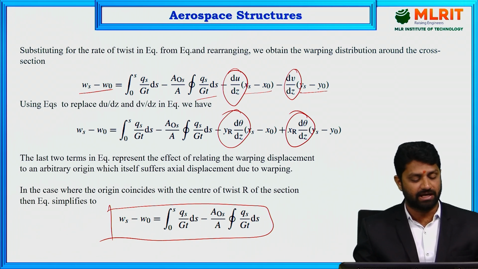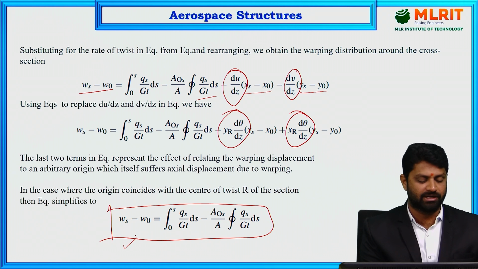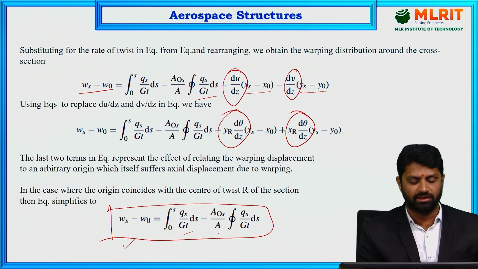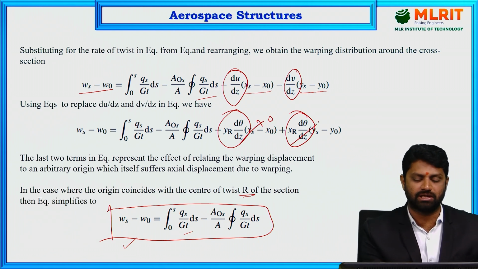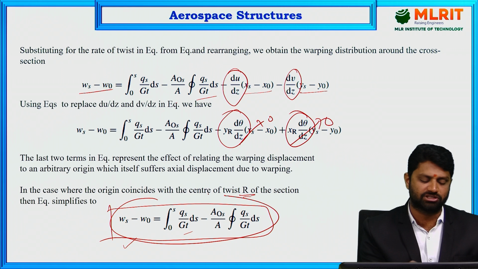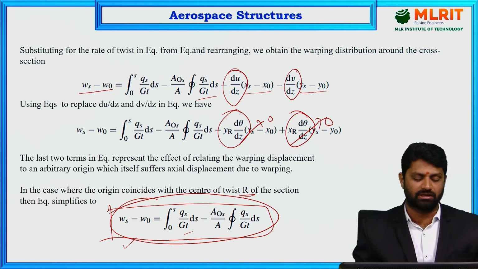If that is the case, then the warping distribution further reduces, and the equation is given by ws minus w naught is equal to integral 0 to s qs by gt into ds minus A naught s divided by the cyclic integral of qs by gt into ds. When the center of twist R coincides with the origin, there are no x and y coordinates, so straight away these can be substituted as 0, and you are left with this warping distribution formula.